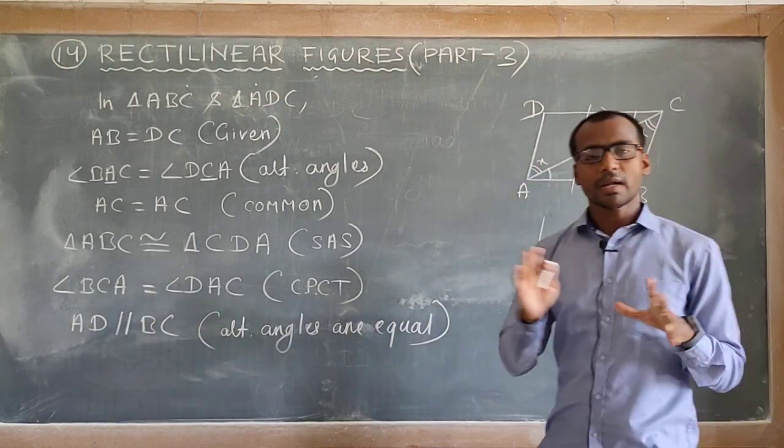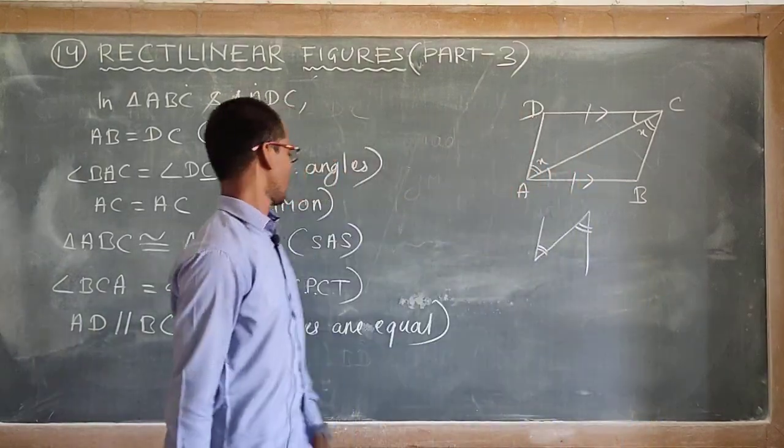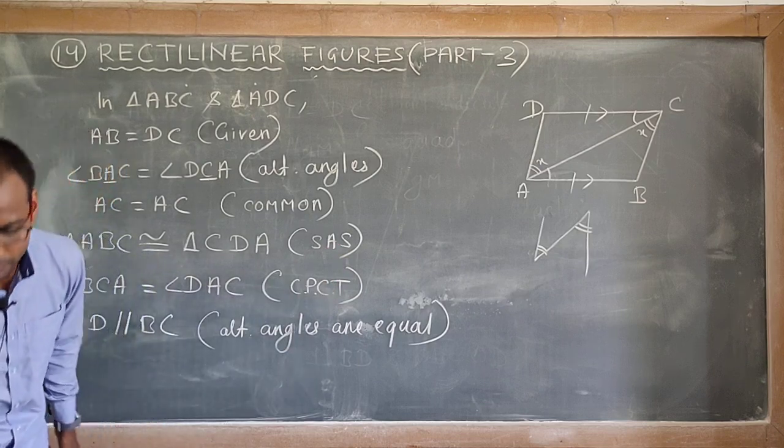That means the opposite sides are parallel to each other. So it is a parallelogram. Now we can say ABCD is a parallelogram. Hence proved.